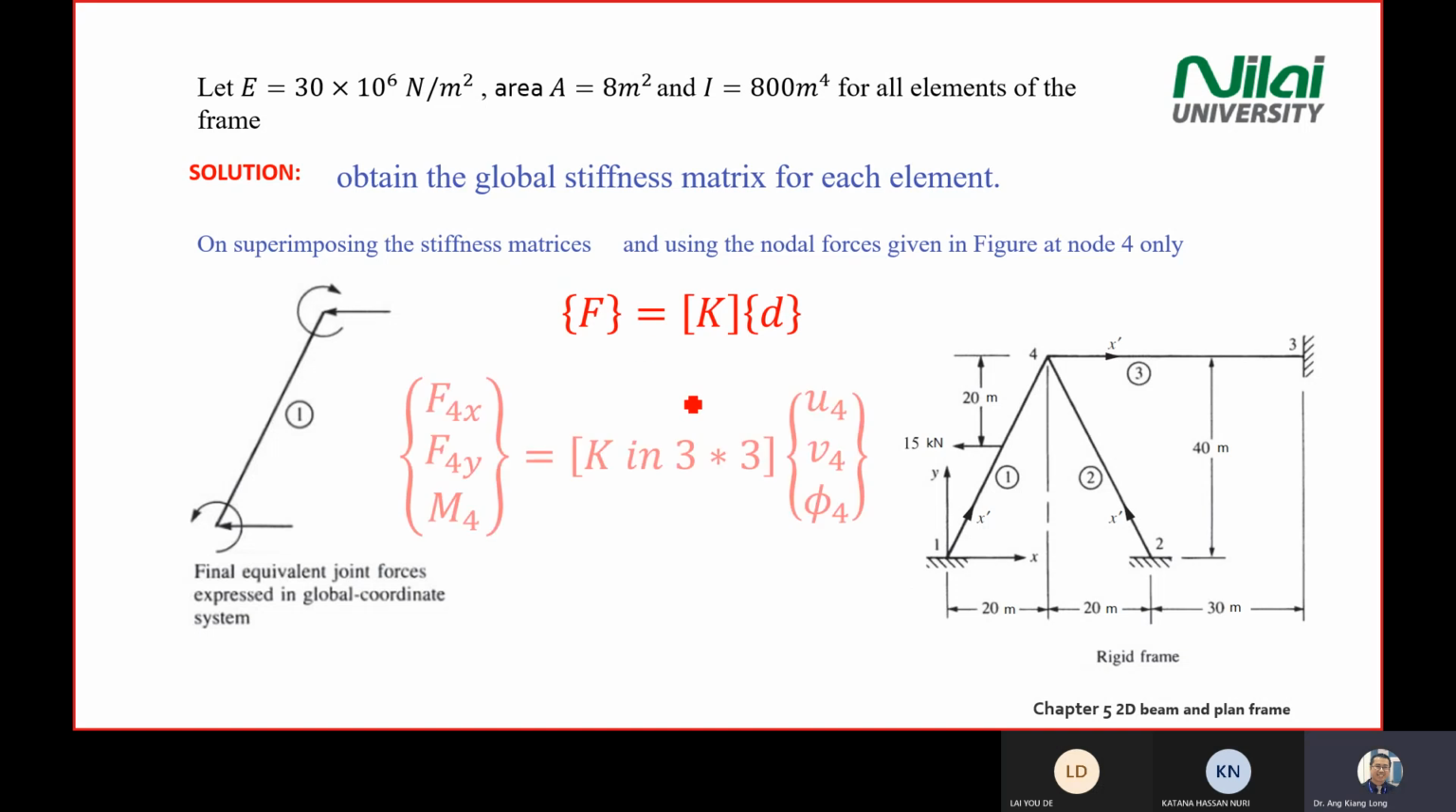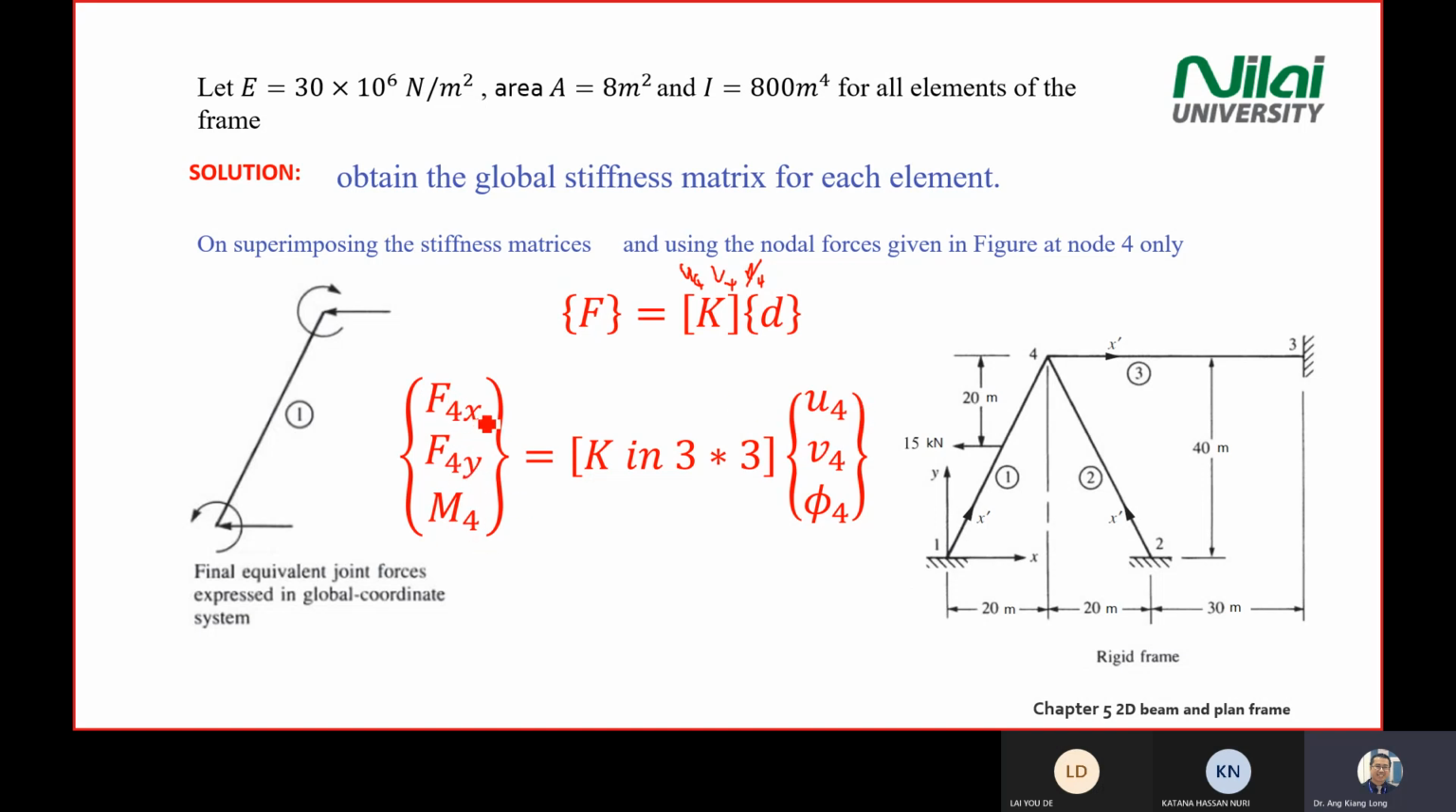Then you write F equal to KD. Because the K here is only left with point number 4, you have U4, V4, rotation 4 inside the K just now. After you combine all the element stiffness matrices in one matrix, then you write F equal to KD, and this is a capital F, so F4X, F4Y, M4.